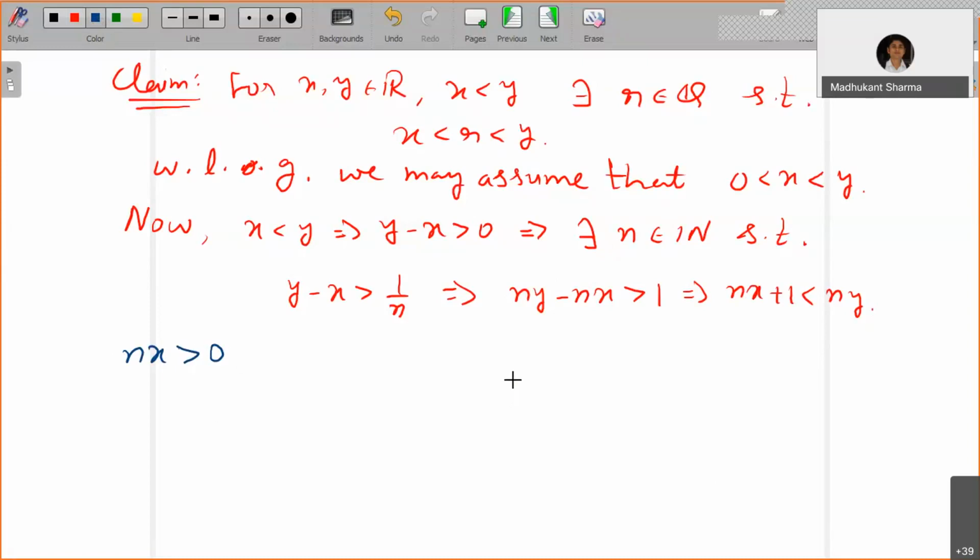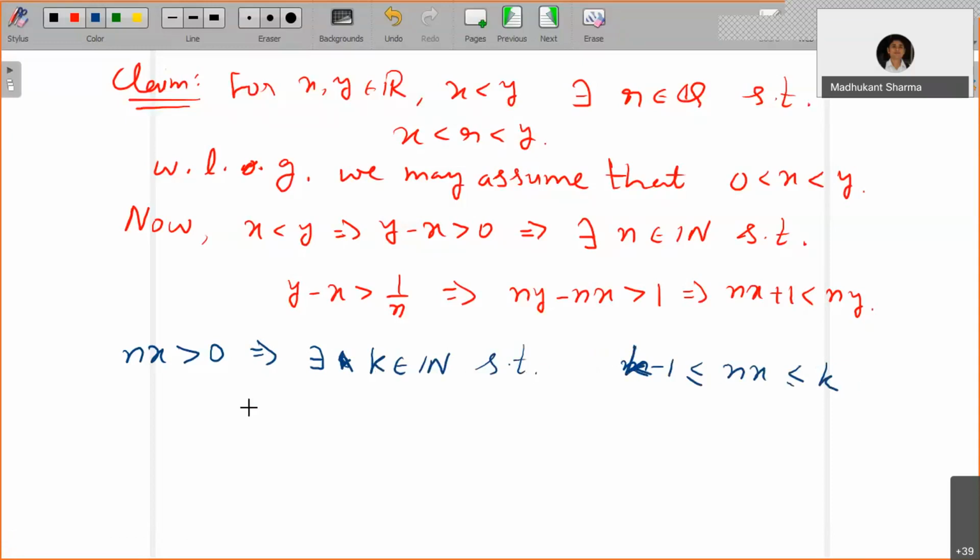Okay, so this implies that you will be able to identify, there exists a k in the natural numbers such that k minus 1 is less than or equal to nx, less than or equal to k. So that we have used the last result, right? ny minus 1 is less than or equal to y, less than or equal to ny.